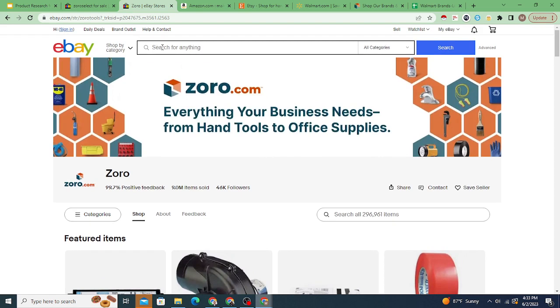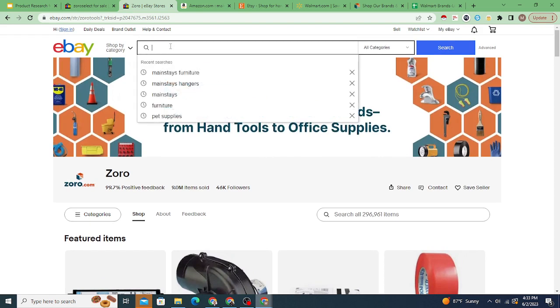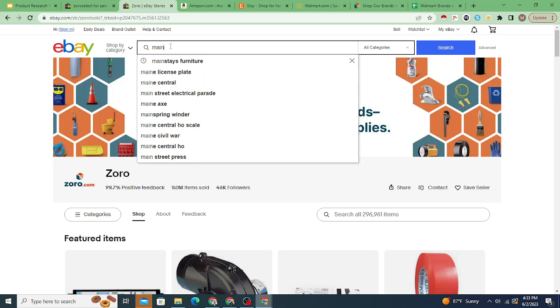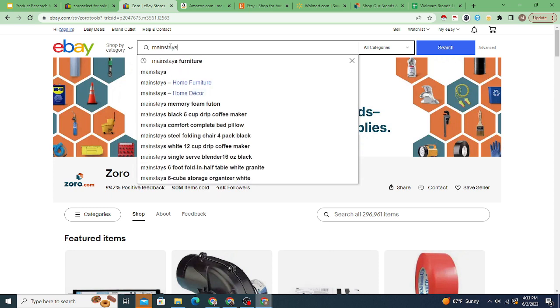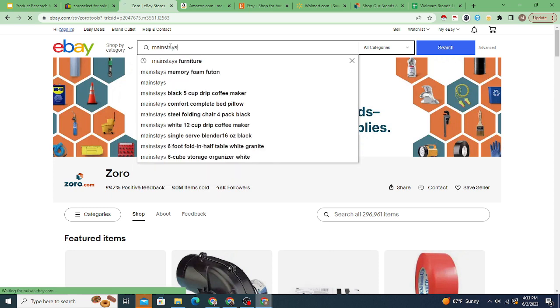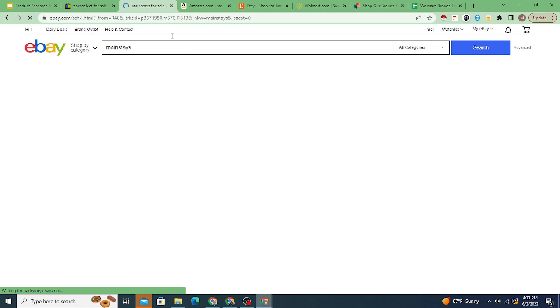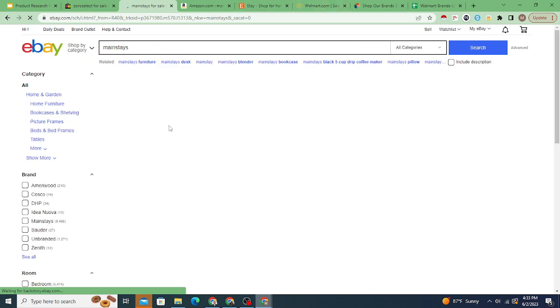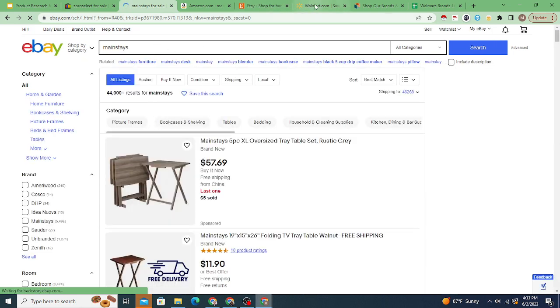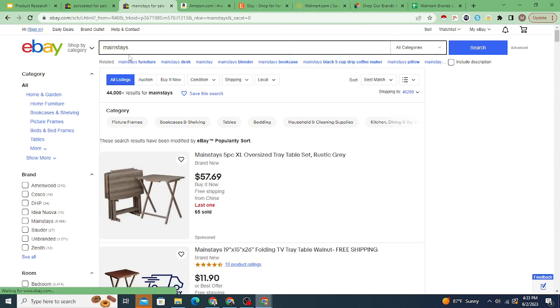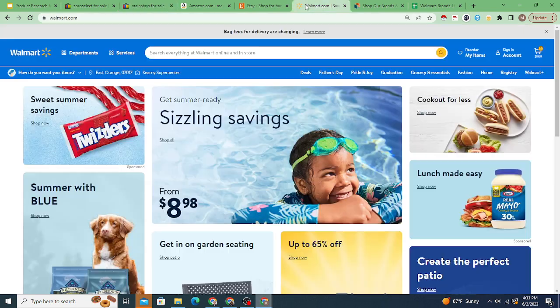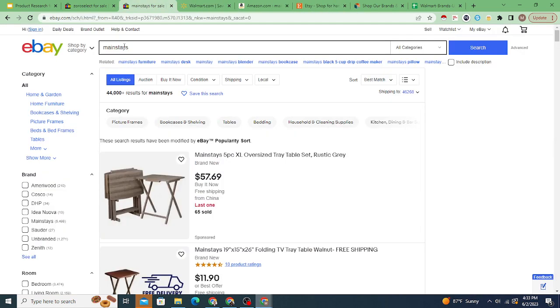So one thing is that a store like Zoro might sell on eBay and have their own store on eBay. But if you take the Mainstays brand, which will bring us to Walmart products, Walmart is too large a store to then have their own store on eBay. So what I will do now is target Walmart.com with the Mainstays brand, and I will just go ahead and pick the product that shows up at the top of my results.